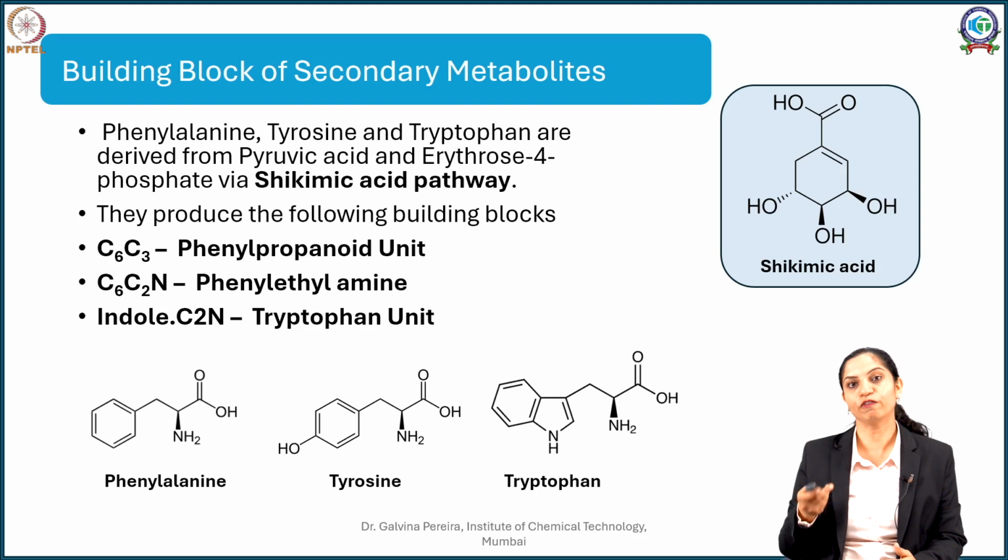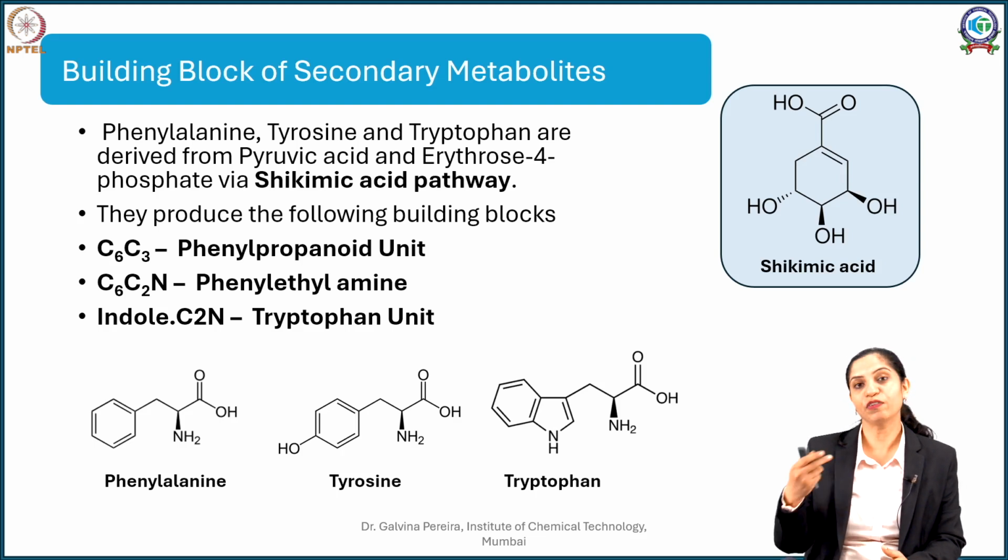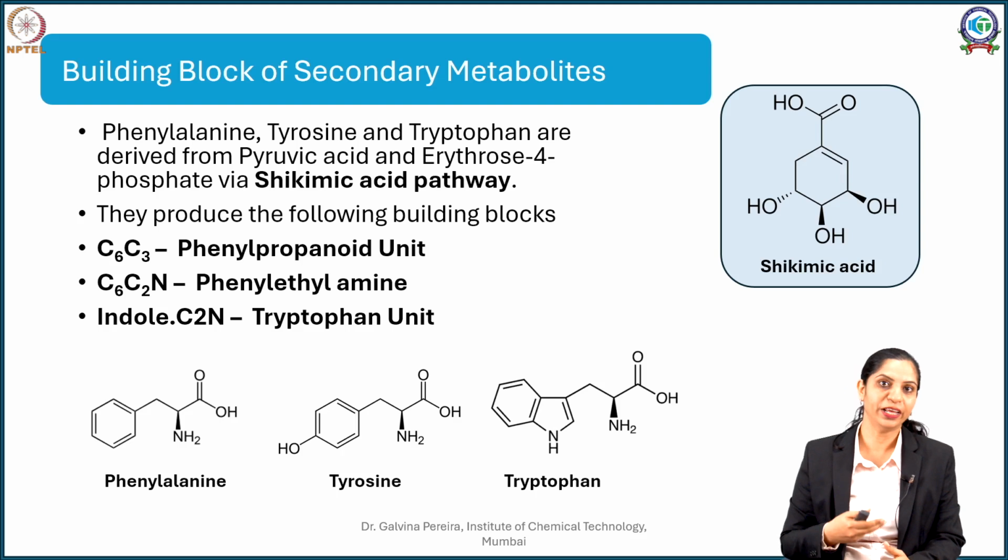So what happens is, if you see your biosynthetic pathway, you have your photosynthesis and then you have your Embden-Meyerhof pathway. Through Embden-Meyerhof pathway, we get what is called phosphoenol pyruvic acid. Now this phosphoenol pyruvic acid is one of the starting materials for your shikimic acid pathway. The second starting material comes from a shunt pathway called hexose monophosphate. Through this you get a second compound which is a 4-carbon sugar phosphate, that is your erythrose 4-phosphate. So together your phosphoenol pyruvate and erythrose 4-phosphate are used to prepare the amino acids.